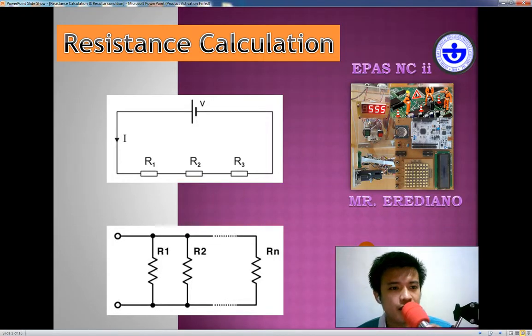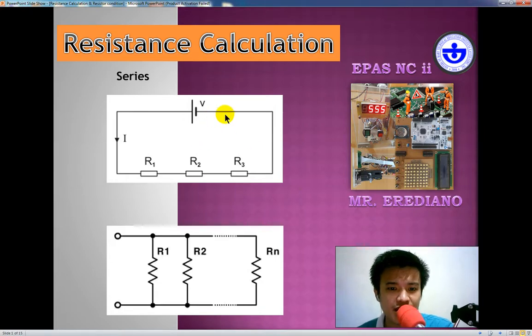Hello everyone. In this video, we will discuss how to calculate resistance in a parallel connection or a series connection, as well as how to identify the condition of a specific resistor. So let's start here.